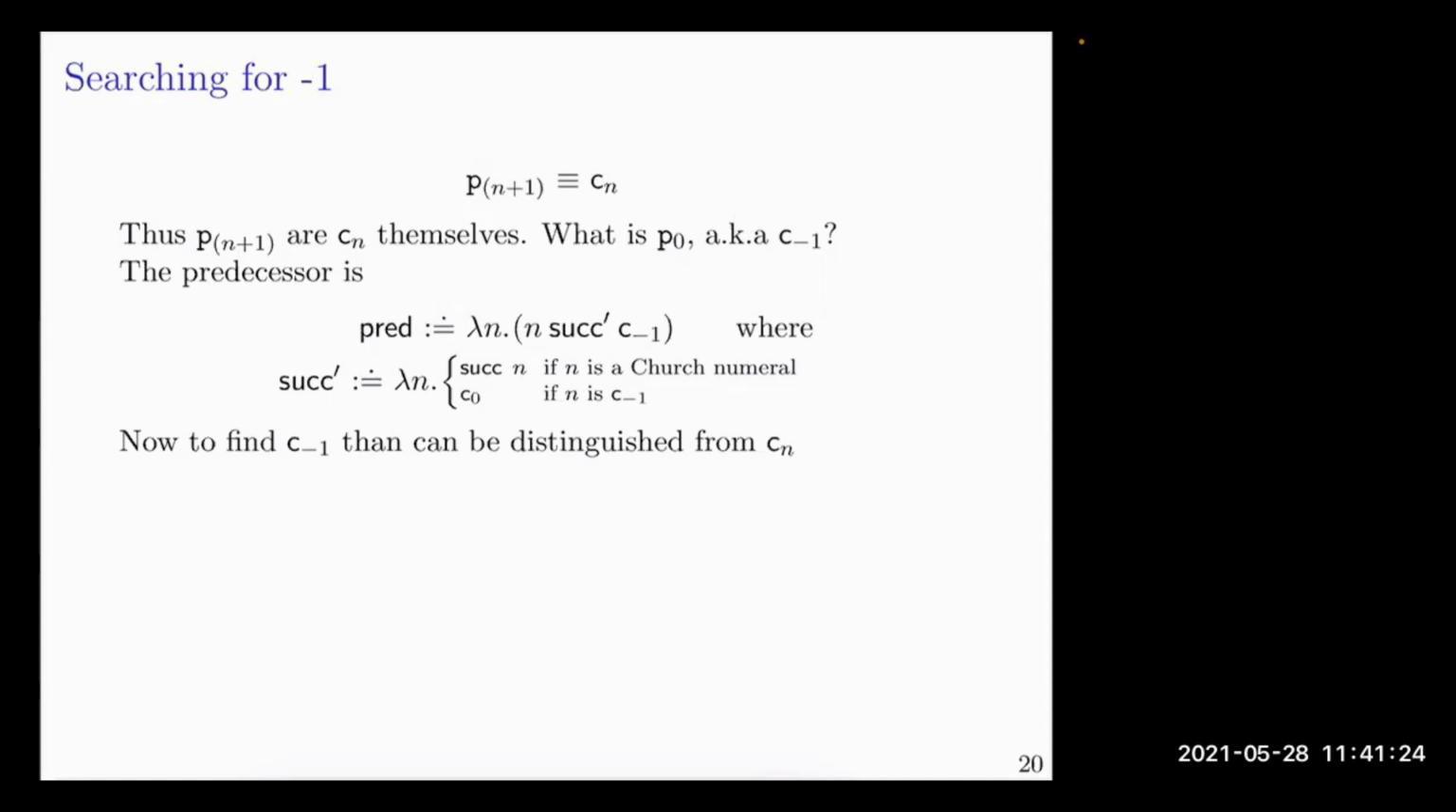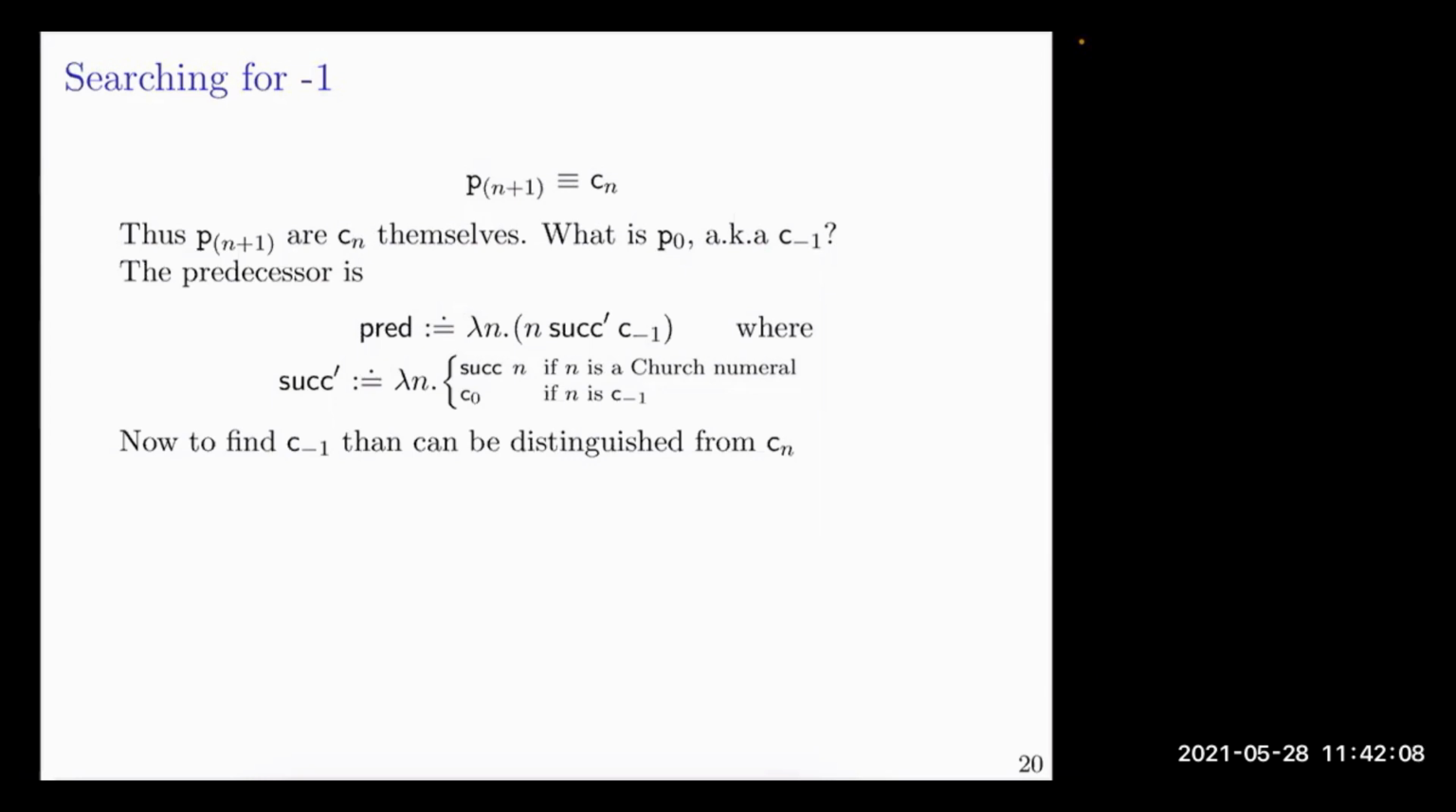So P0 is something else. Well, I would write C minus 1. Because this projection function is the identity, the predecessor has this particular form, right? So it iterates successor-plus, where successor-plus is the function which is successor on Church numerals. If the argument is a Church numeral, it should be just a successor. And the exception is if the argument is minus 1, then it should return C0.